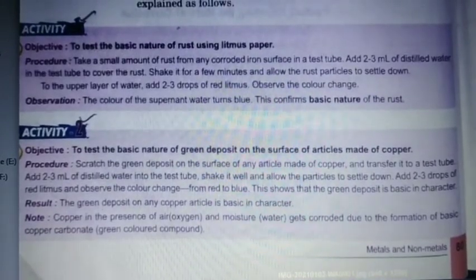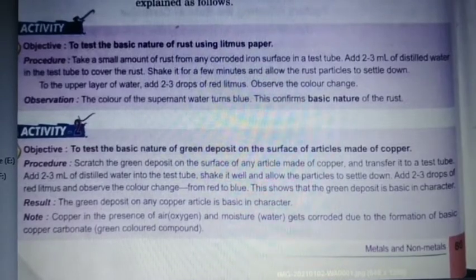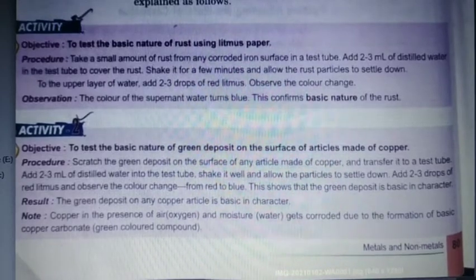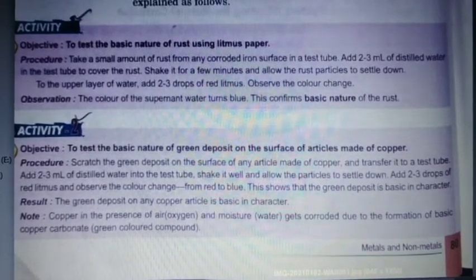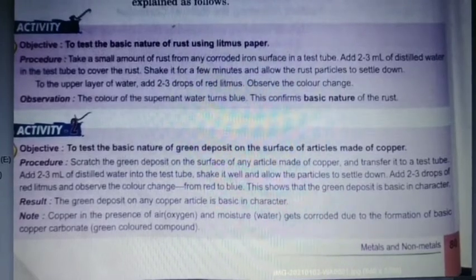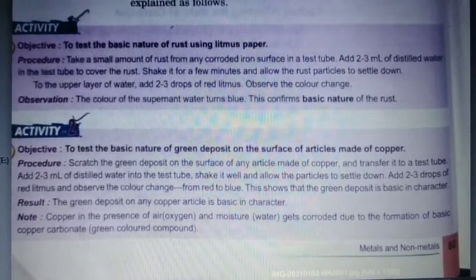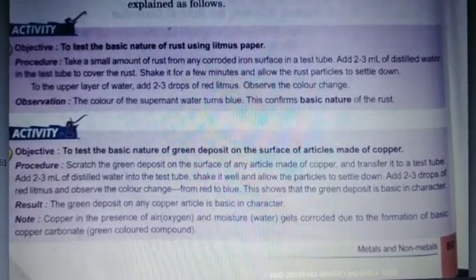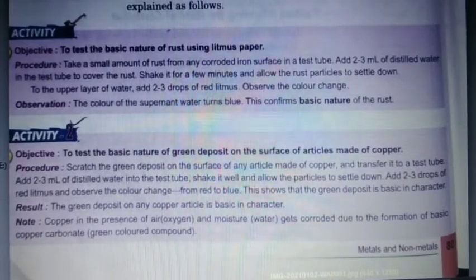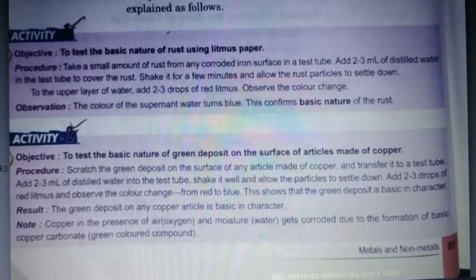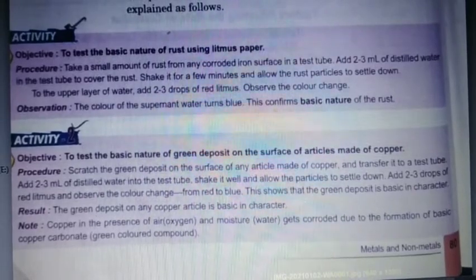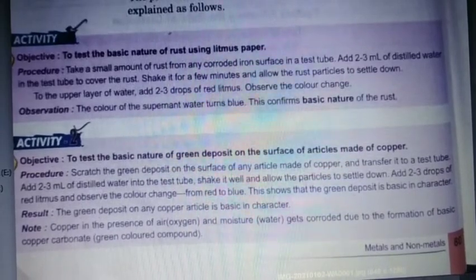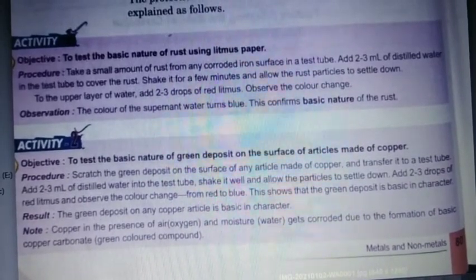Suppose you keep iron nails in moisture, and after let's say one or two weeks, you can see a reddish brown layer formed on the surface of the iron. Take that reddish brown substance from the iron surface, take a small amount of that rust, and add 2 to 3 ml of distilled water in the test tube to cover the rust.